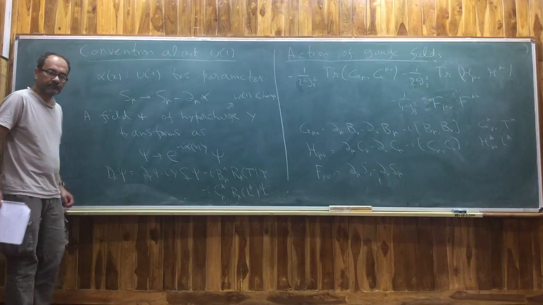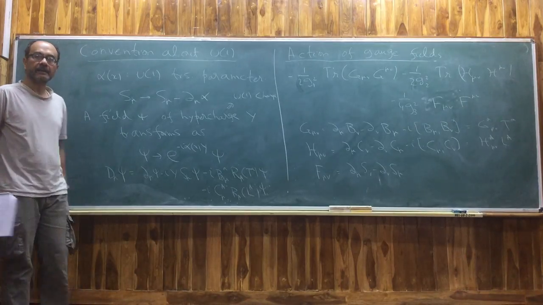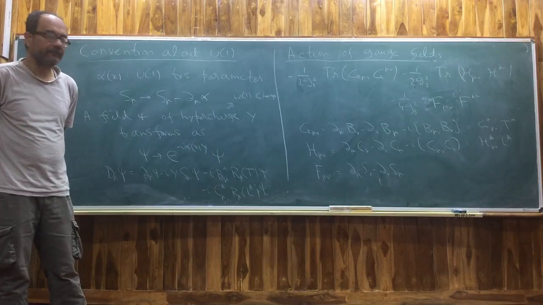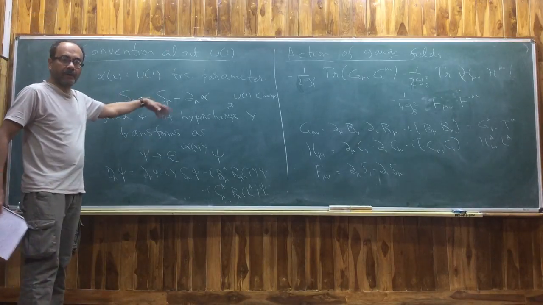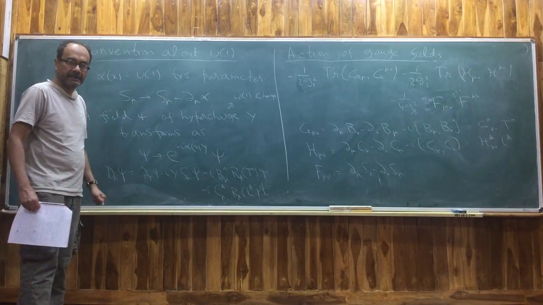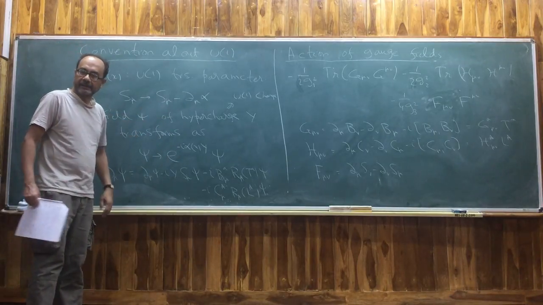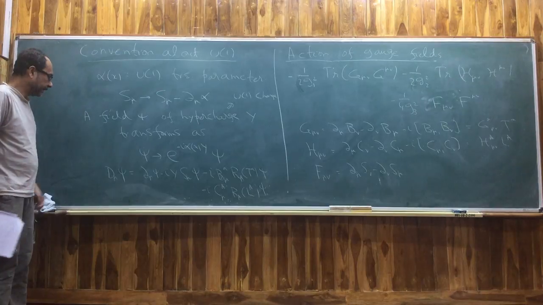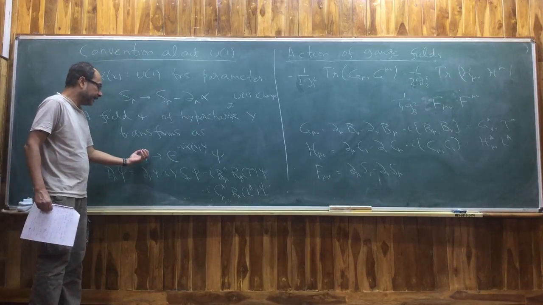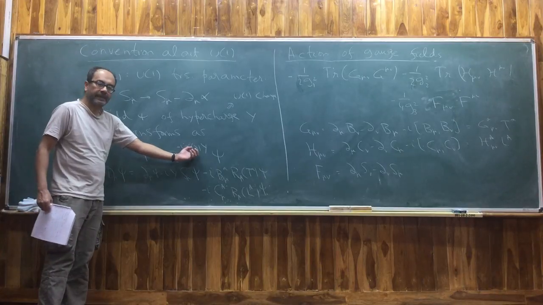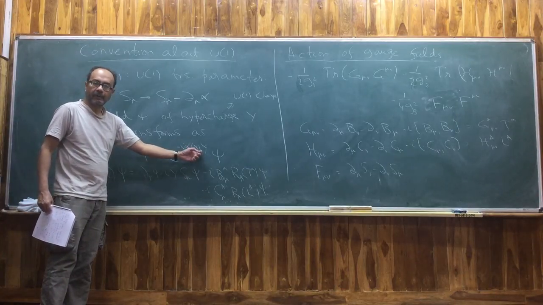Sir, how would the electric charge come from here? We'll talk about it. We have not even said how the electric charge comes from here. So that we'll discuss later. Right now y is just defined as the charge under the U(1) gauge field, and its definition is by the transformation law of psi, which is psi goes to e to the minus i alpha of x y times psi. y is some number.